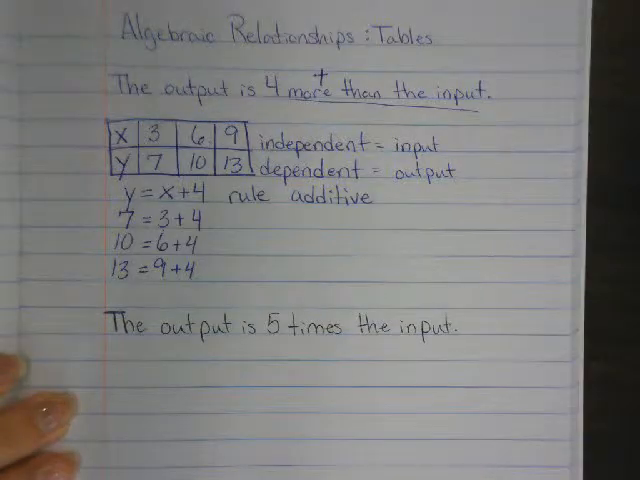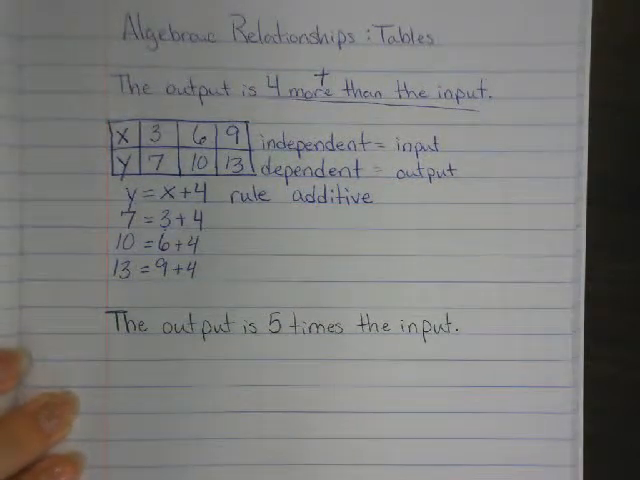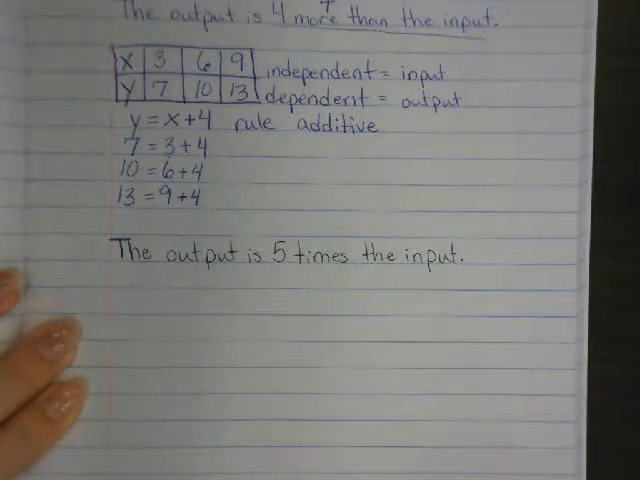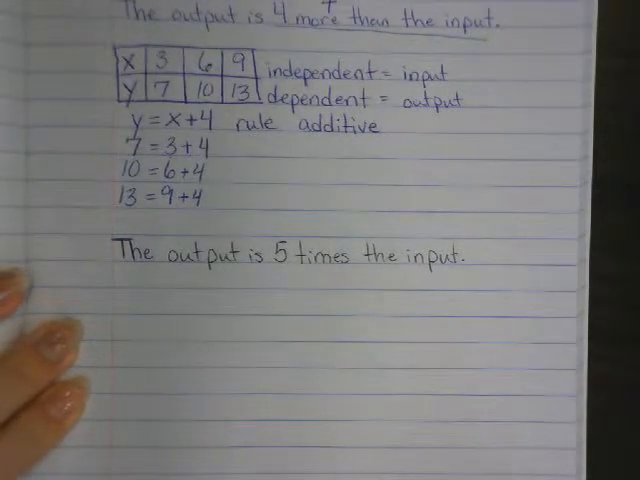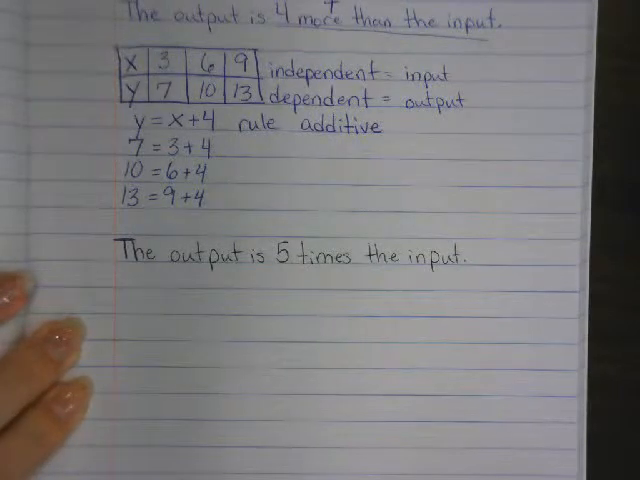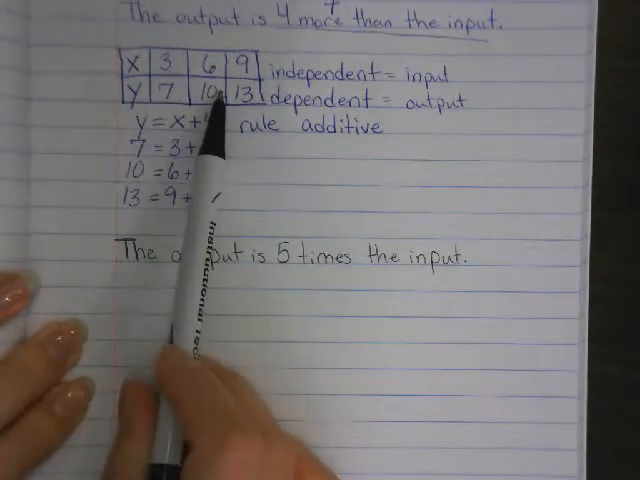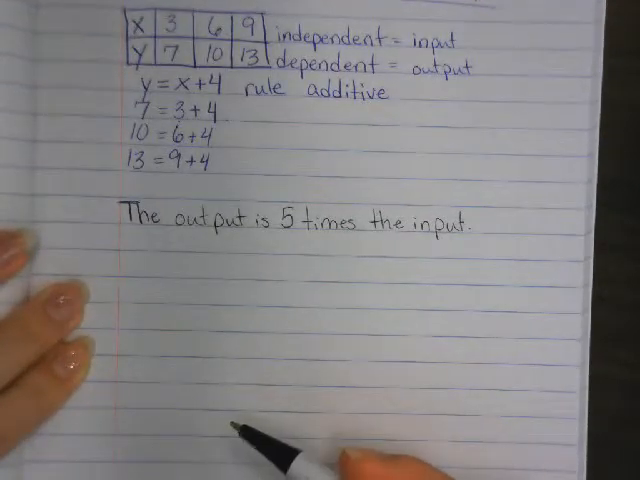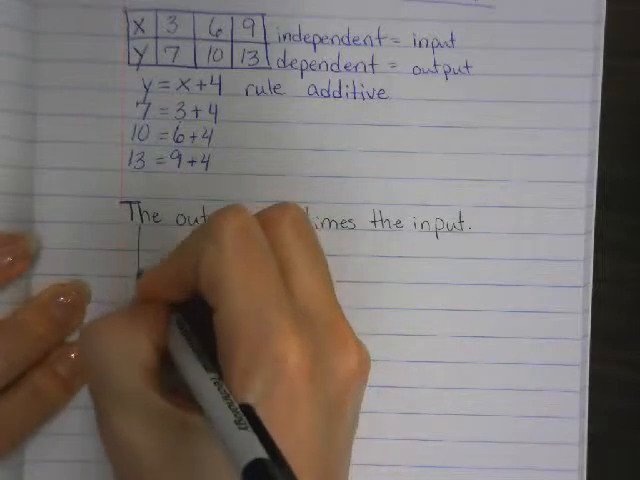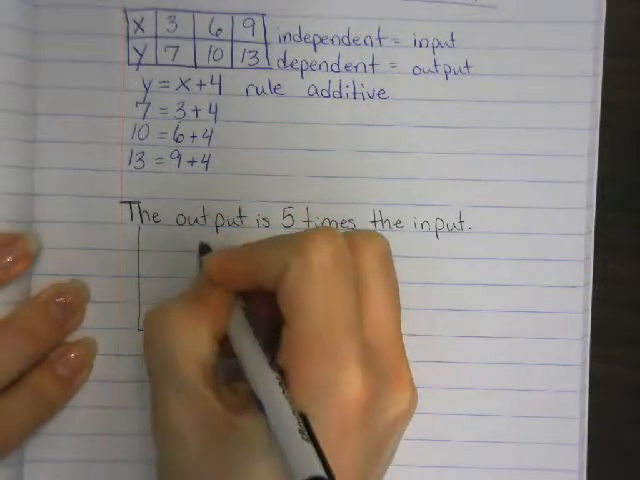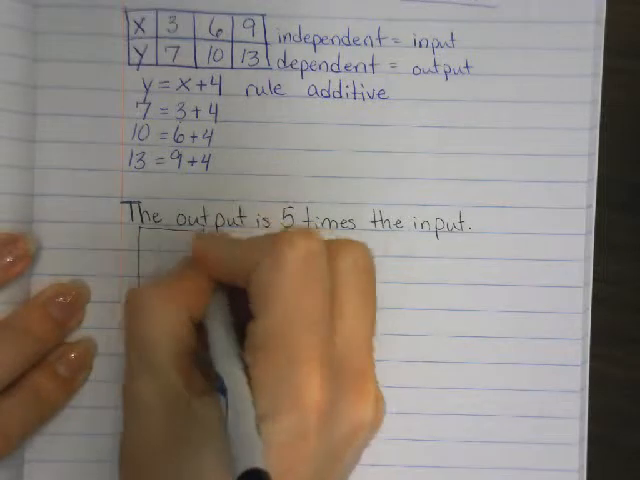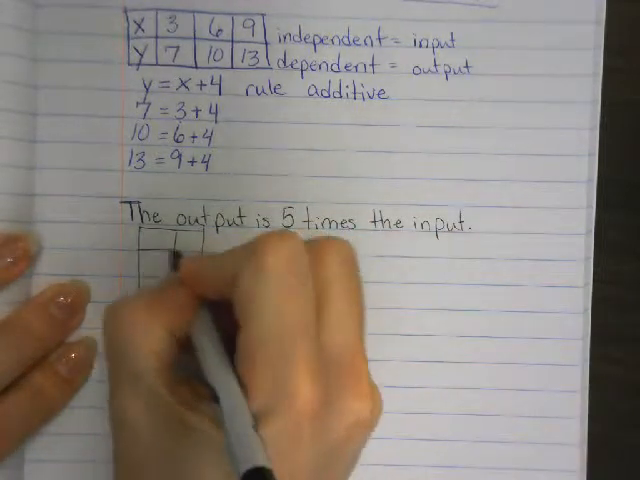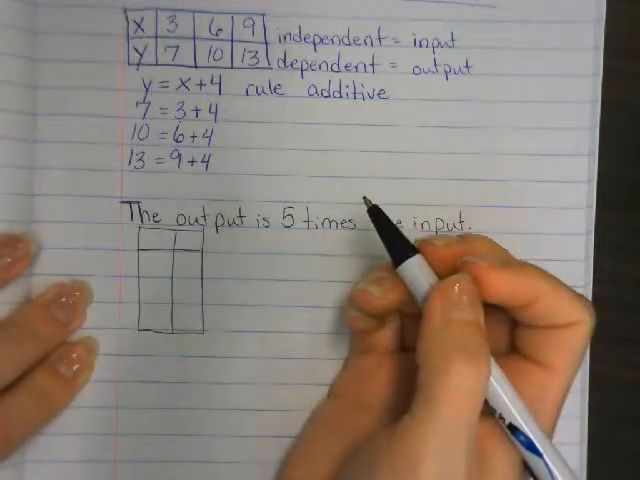Now let's look at a different example. In this example, it says the output is 5 times the input. Again, we're going to make a function table, but instead of making one horizontally, we're going to show an example of making one vertically. The idea is still the same. You need to create a rectangle going up and down, splitting it in half, with the top being labeled X and Y.